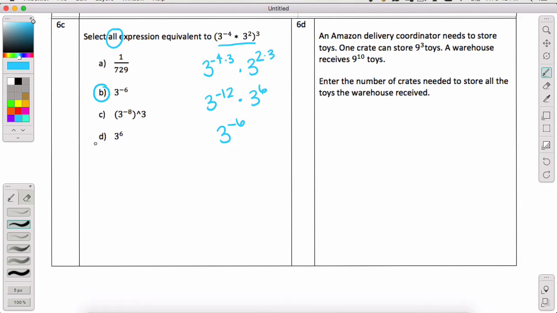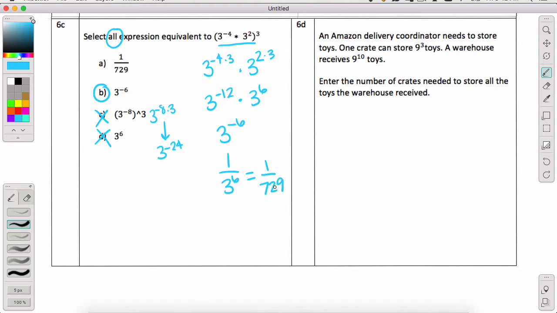I can already tell you 3 to the 6th is not equivalent. Also, 3 to the negative 8th power to the 3rd power would be the same as 3 to the negative 8th to the 3rd, which is 3 to the negative 24th. That's not equivalent. So I'll cross that off. So this one looks like it may be, and I can do some work here to say that 3 to the negative 6th is the same as 1 over 3 to the 6th. 3 to the 6th means 3 times 3 times 3 times 3 times 3 times 3, and that happens to equal 729.